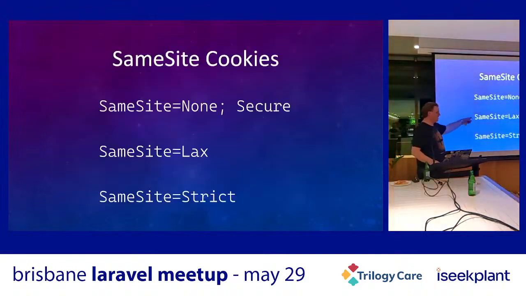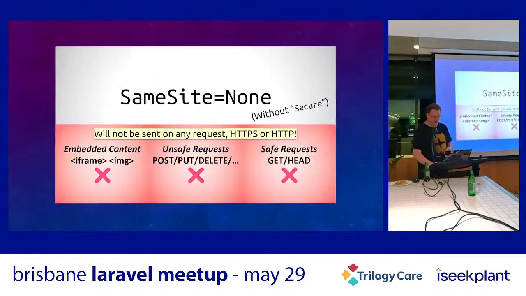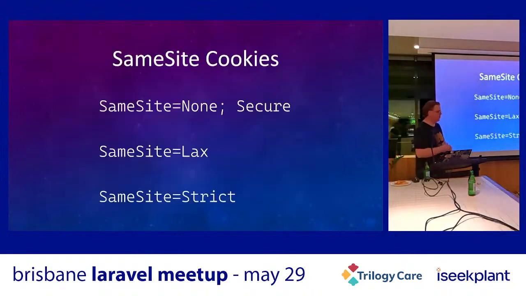So lax is the one you really want. Unless you're doing something very specific, like some banks might go down the path of strict, but generally you just want lax, unless you need to have cross-site requests coming from different domains, in which case you want to look at none and have other protections like CSRF tokens or other mechanisms in place to protect those things. But generally you want lax because it gives you a good amount of security.